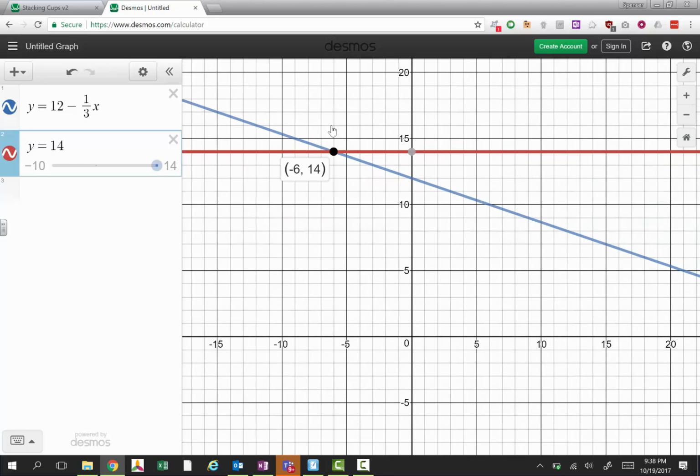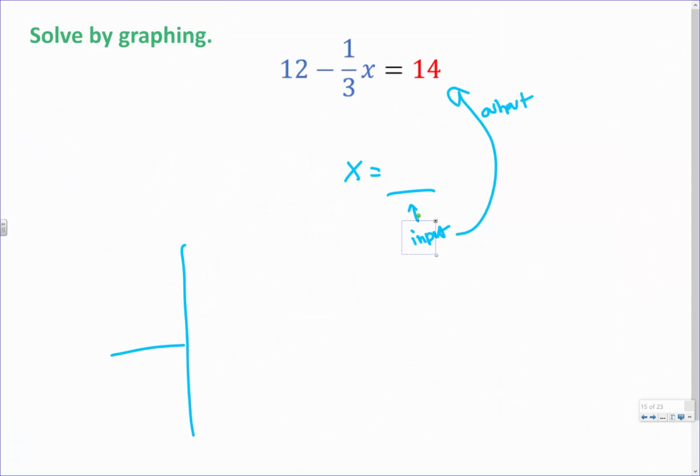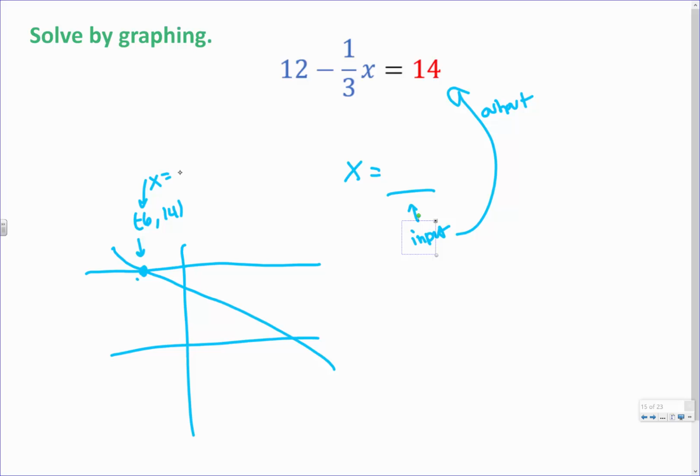So all you would need to do if you were trying to communicate this to somebody is simply to create a quick sketch of this. If I was going in here, I'd make my graph, and you notice that one of the lines was at y equals 14, and the other one was going something like this, right? And the point where they intersected right there was (-6, 14). And therefore I would just say, hey, my input value is -6. That's the answer to this question. That's the input number that gives me an output of 14. So that's what you should do.